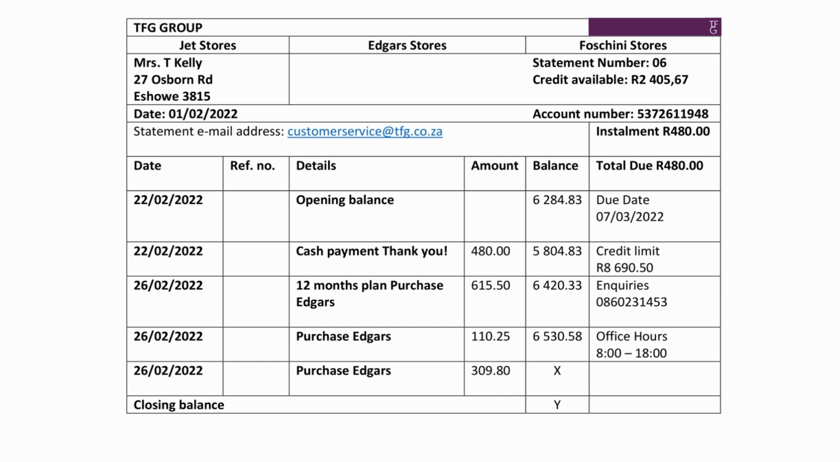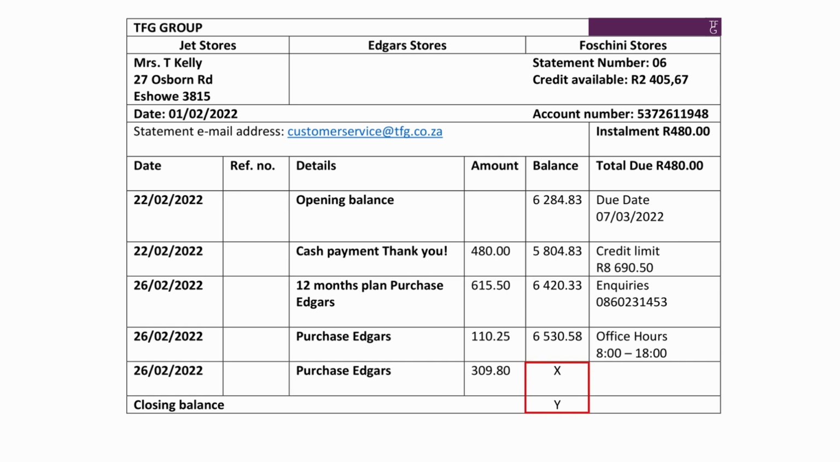The opening balance for this month is 6,284 Rand 83 cents. This is the amount that is owed by her. You know this because when she made a payment on the 22nd of February, the balance decreased to 5,804 Rand 83 cents. This also means that any amount that increases the balance is considered to be a purchase, as we can see here for the 3 purchases made on the 26th of February.